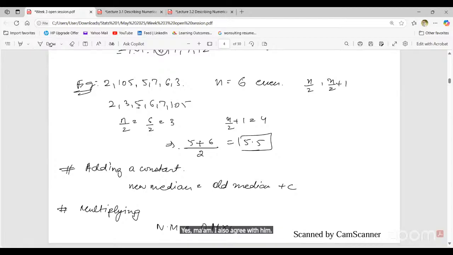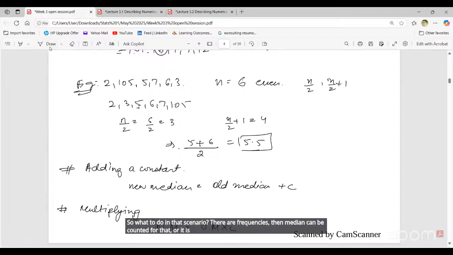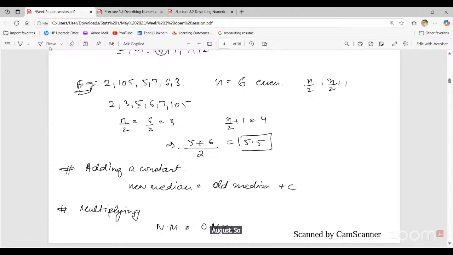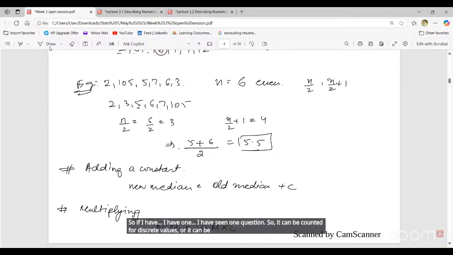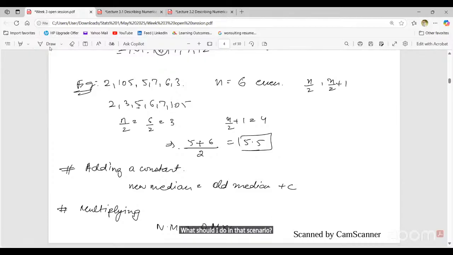So what to do in that scenario? If there are frequencies, then median can be calculated for that, or is it just for discrete values? That is a different thing, and we have a different formula for that. It's not in your concept. But I have seen one question. So it can be counted for discrete values, or for continuous data? What should I select if there is a question like that?